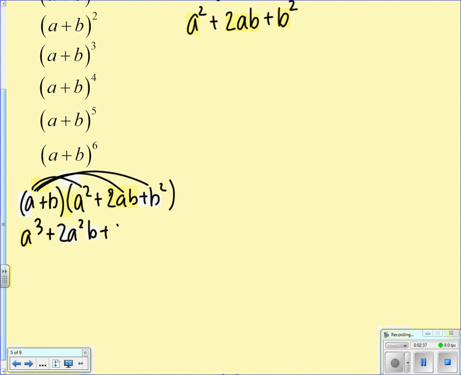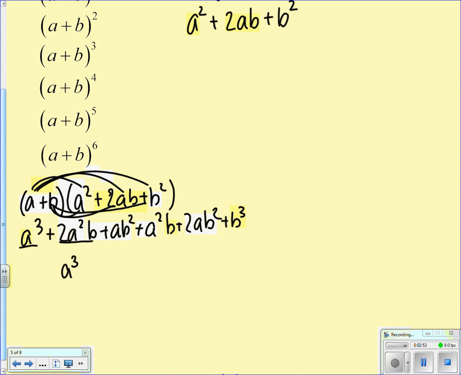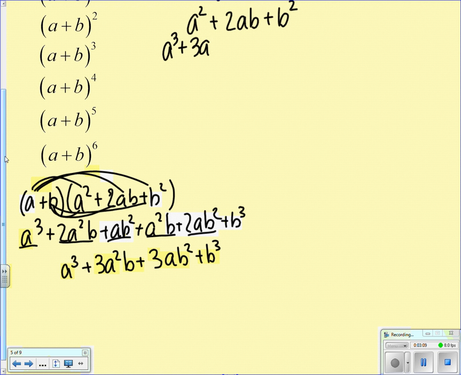And then ab squared. And then a squared b plus 2ab squared. And then plus b cubed. So if you add those, you have a cubed. We have a 2a squared b and an a squared b, so that's 3a squared b. Then we have ab squared and 2ab squared, so 3ab squared, and then plus b cubed. So I'm going to write that in my next line. A cubed plus 3a squared b plus 3ab squared plus b cubed.